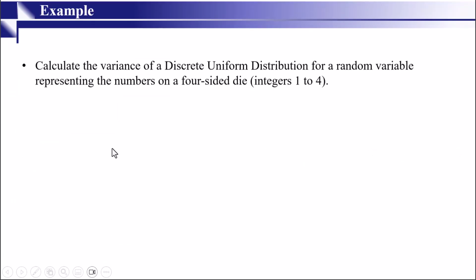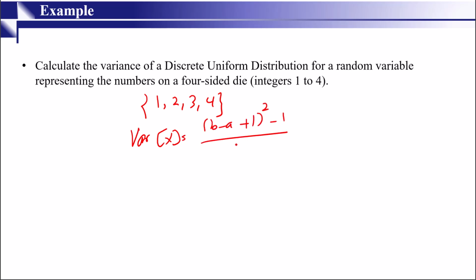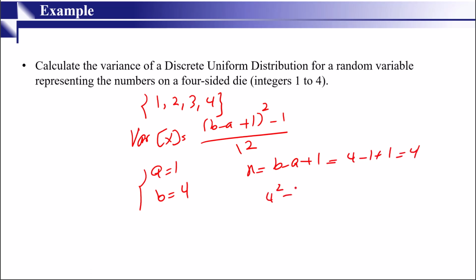Next, calculate the variance of discrete uniform distribution for a random variable representing the number on a 4-sided die. So in here we have 1, 2, 3, and 4, right? Based on the equation, Var(X) is equal to ((b - a + 1)^2 - 1) divided by 12, right? So in our case, a is equal to 1, b is equal to 4. So in here, n is equal to b - a + 1, which is equal to 4 - 1 + 1 is equal to 4. Then (4^2 - 1) divided by 12. So 15 divided by 12 is equal to 5 divided by 4, which is 1.25.